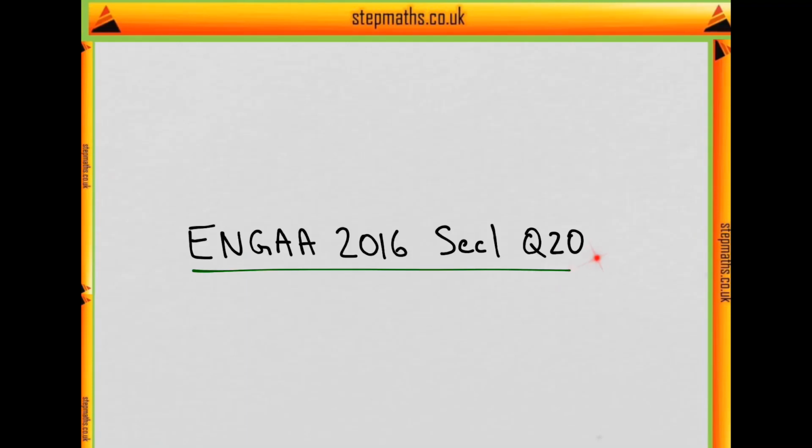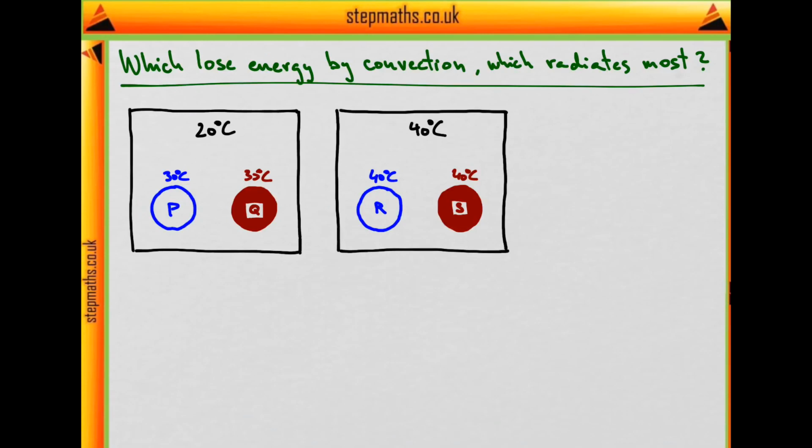So in this video, we'll look at question 20 from the 2016 exam. In this question, we have 4 metal solid balls, P, Q, R, and S. So 2 of them are in a room at 20 degrees, and the other 2 are in a room which is heated to 40 degrees. You can see the temperatures of the individual balls: 30, 30, 40, and 40.